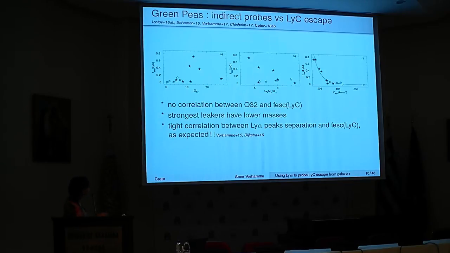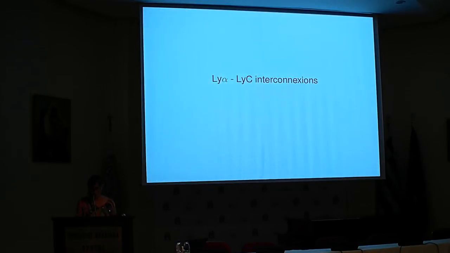We find a trend with mass, or at least our galaxy with the strongest escape fraction has the lowest mass in our sample, but these are still small sample statistics. And the best correlation is between the Lyman alpha peak separation and the escape fraction of Lyman continuum. I'll come back to this point, as expected by theoretical predictions. Okay, so how to use Lyman alpha to trace Lyman continuum?